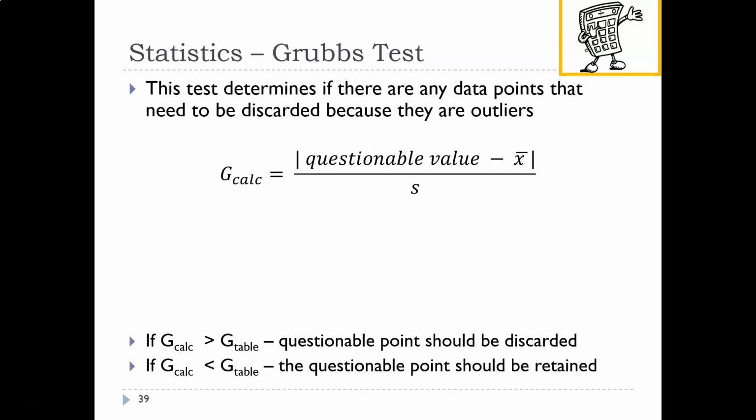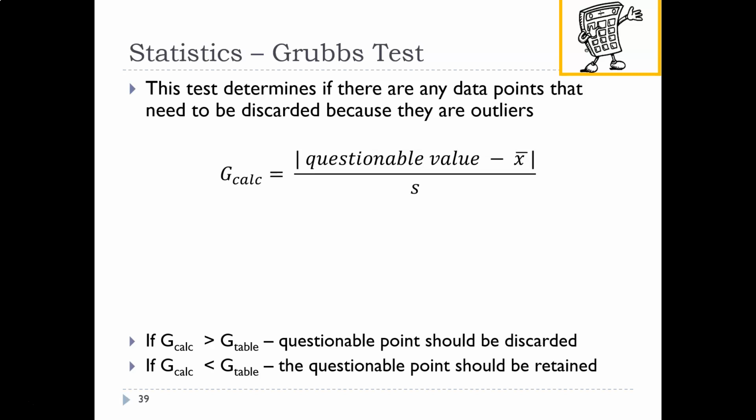We're going to be using this, and you can expect to be tested over it, but in addition, you can use this at any point during the lab that you need to. Okay, so the Grubbs test. Here's the equation. Just like with the F test and t test, we're calculating what's called the G value, the G calc, and we're going to compare it to the G table. Based on those results, we'll determine if the data point can be discarded or not.